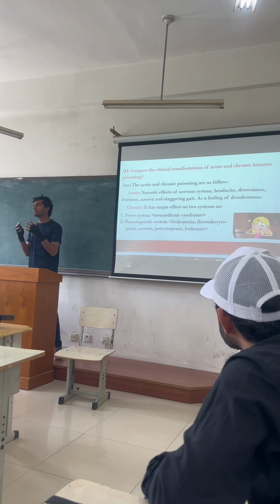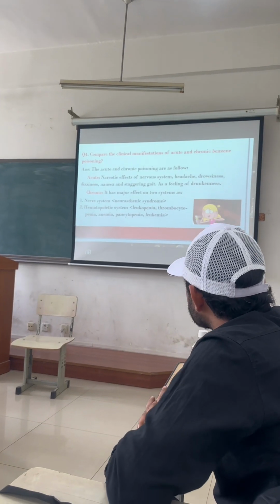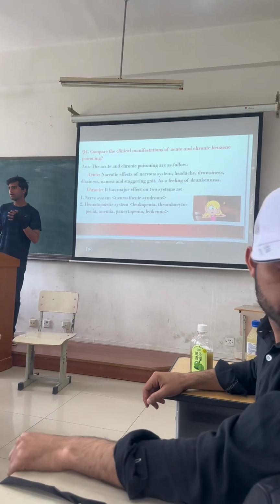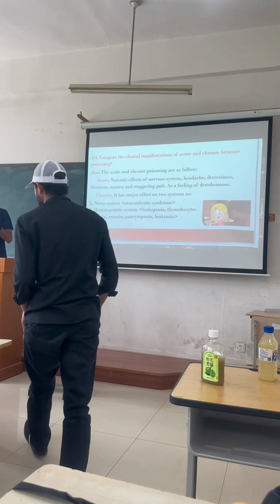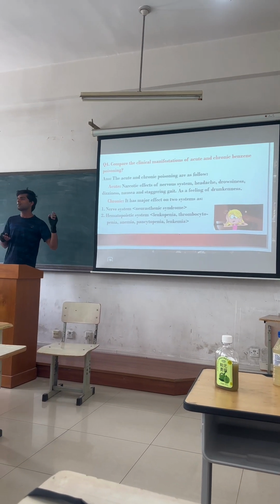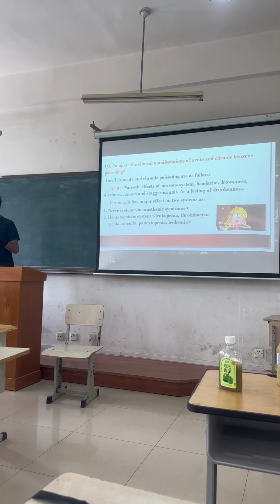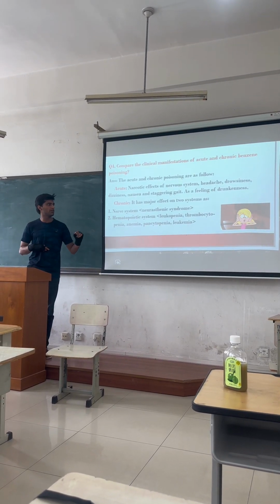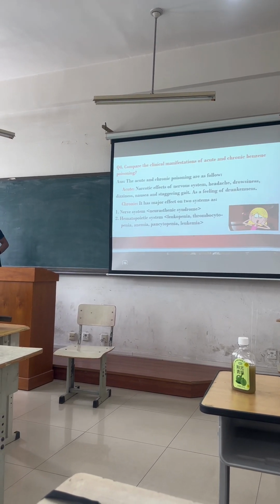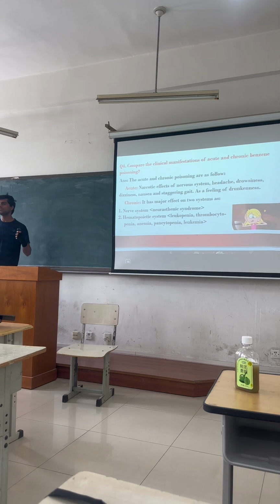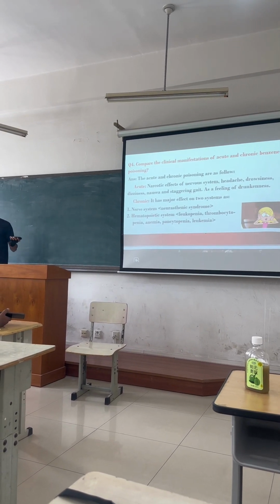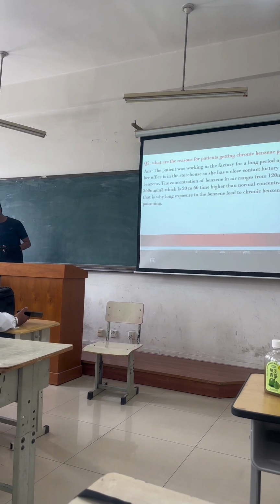Leukopenia is a low amount of white blood cells in the body. Thrombocytopenia is a low amount of platelets. Pancytopenia is when all the cells are in low concentration. Anemia and leukemia, as noted. So acute poisoning directly affects our nervous system, but chronic poisoning may lead to hematopoietic system or blood system infection.